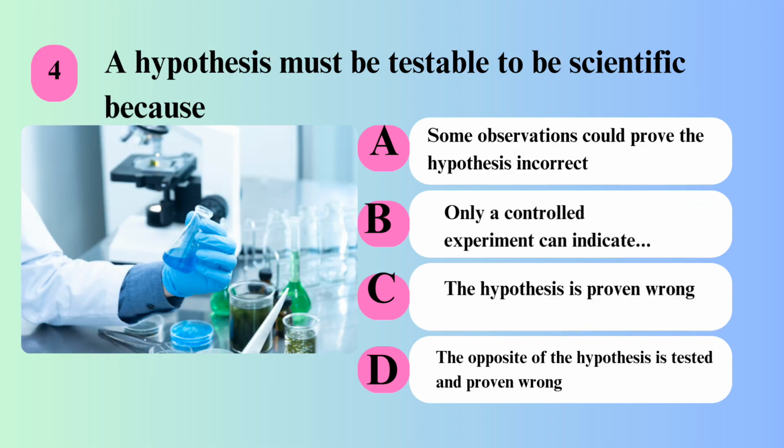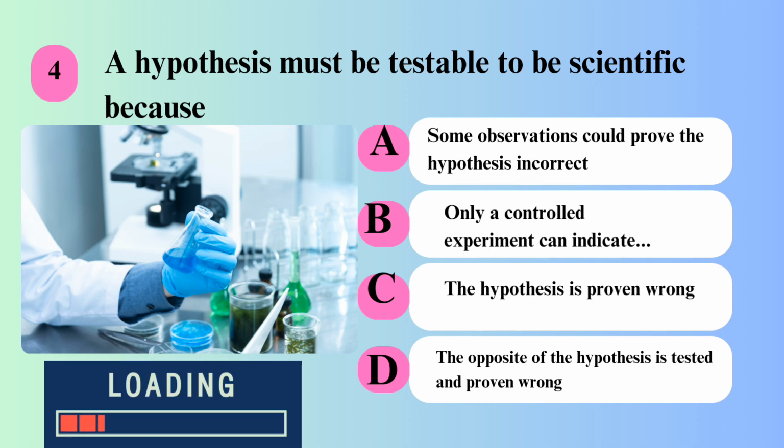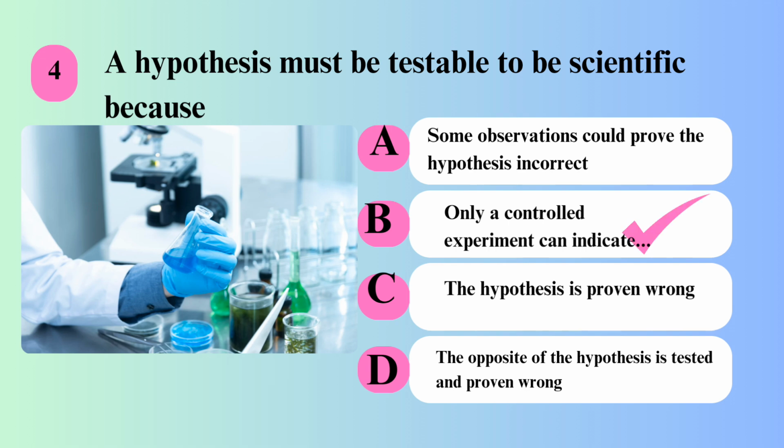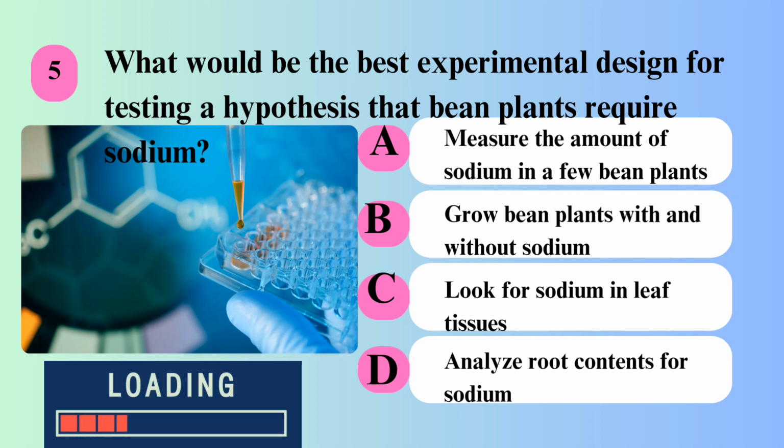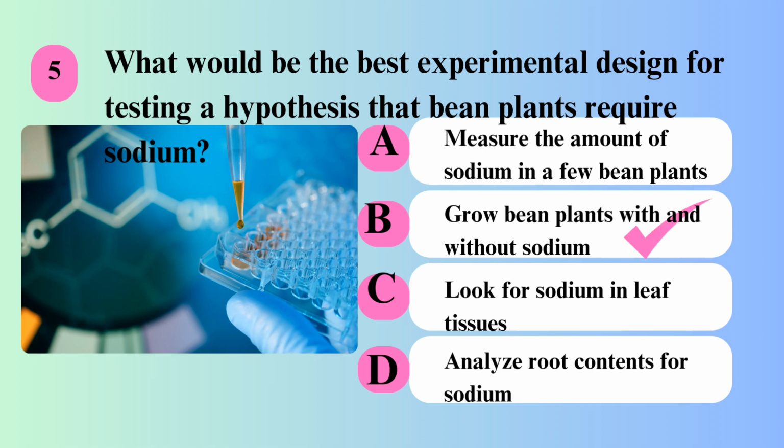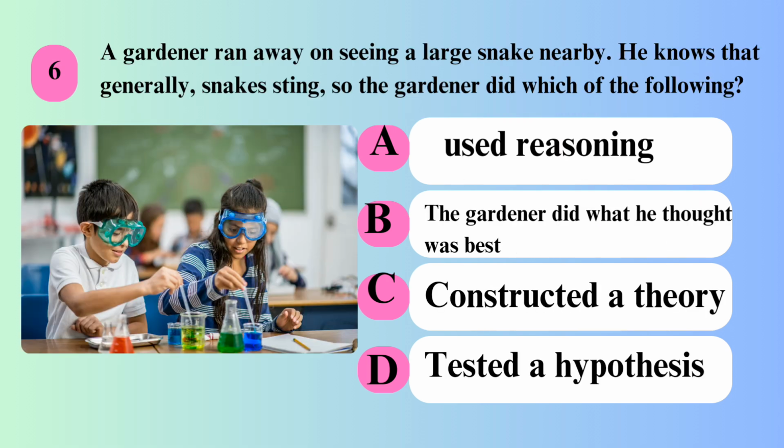During hypothesis formation. A hypothesis must be testable to be scientific because only a controlled experiment can indicate. What would be the best experimental design for testing hypothesis that bean plant required sodium? Grow bean plants with and without sodium.